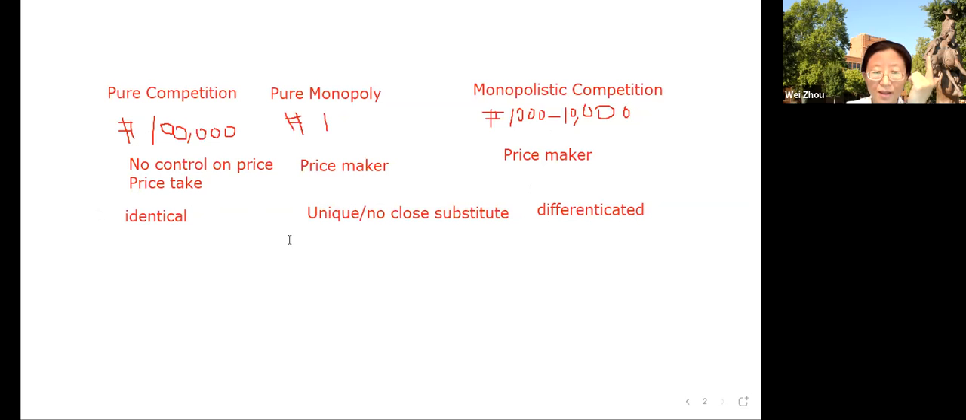Okay, so in that case, what you need to decide for pure competition is only the output level, that's all, okay? For the pure monopoly, you need to find the output level and you need to find the price. For monopolistic competition, same thing, you find the output level and then you find the price. Okay, how to find it?